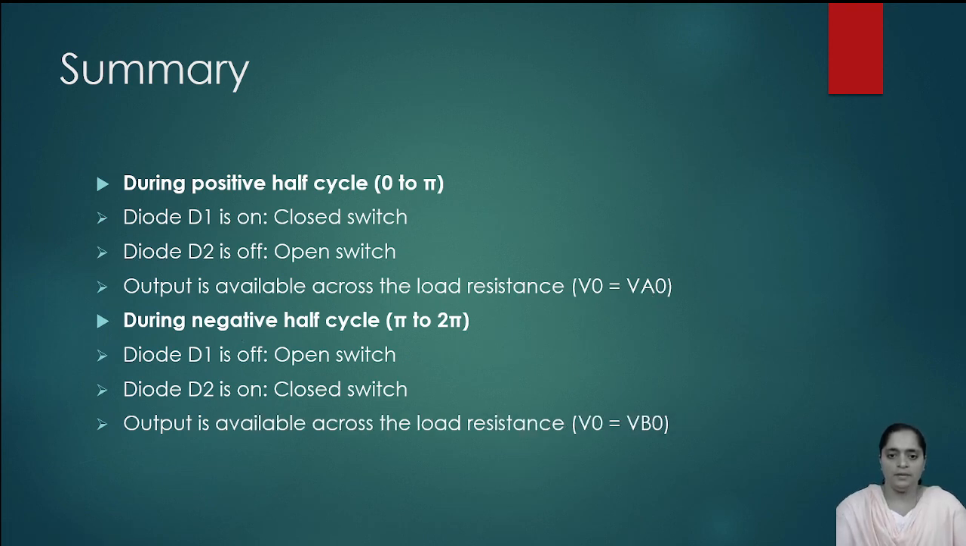During the negative half cycle, meaning in pi to 2 pi, diode D1 is in off state, acting as an open switch due to reverse biasing of diode D1, and diode D2 is in on state, acting as a closed switch due to forward biasing of diode D2. During this process, output is available across the load resistance. We say that V0 or VL equals VB0, meaning in a full wave rectifier we get output in both the positive half cycle as well as the negative half cycle.